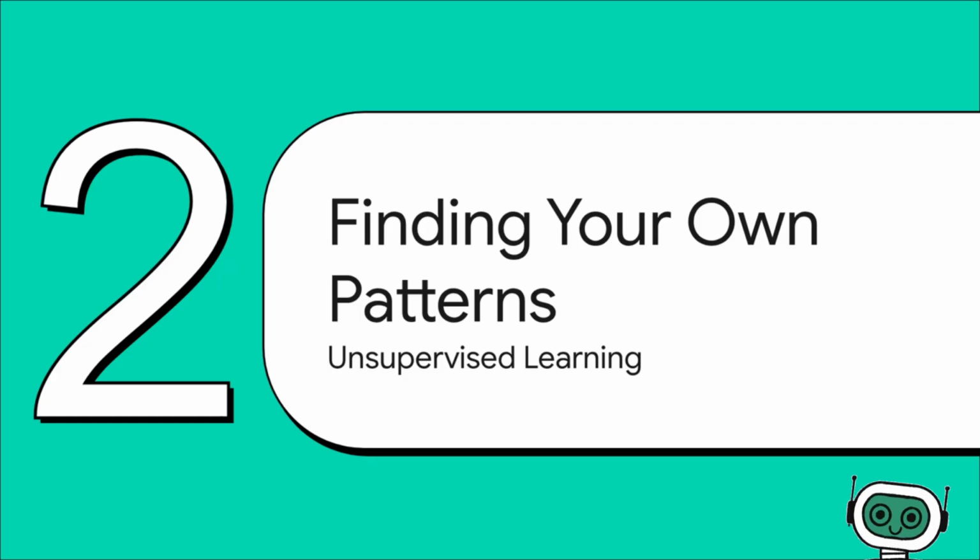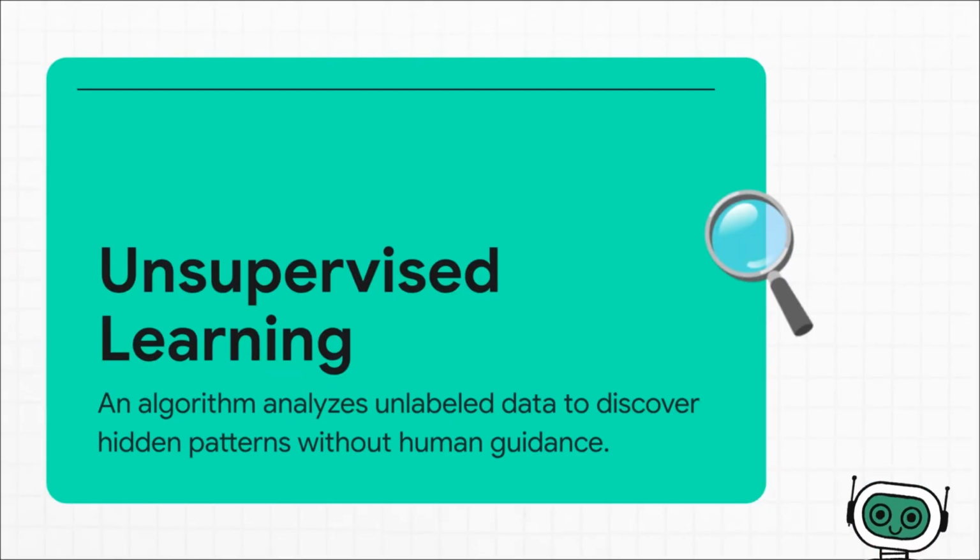Now for our second teacher. This one isn't a supervisor. They're more like a detective. They hand you all the evidence, but no answer key. This is unsupervised learning. So with unsupervised learning, the machine gets a dataset with absolutely no labels. No correct answers are provided.